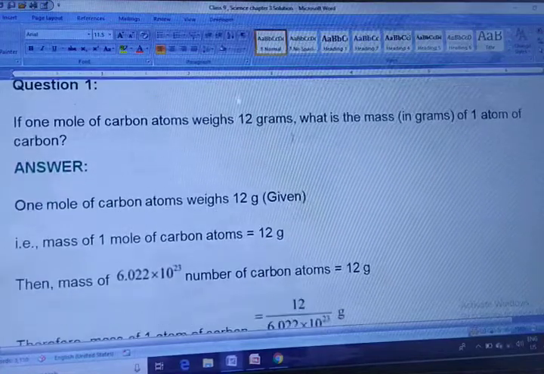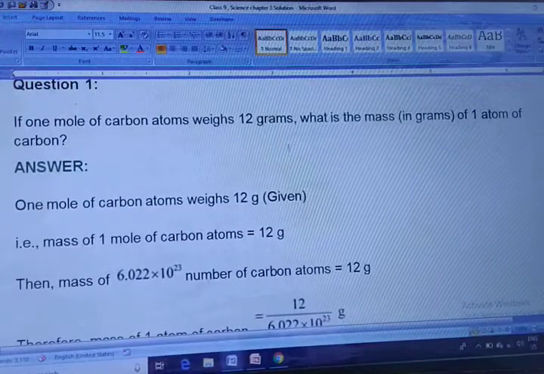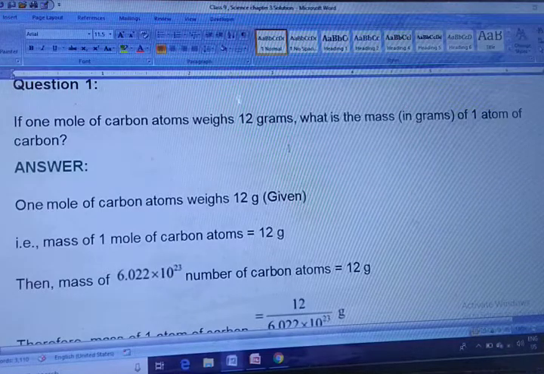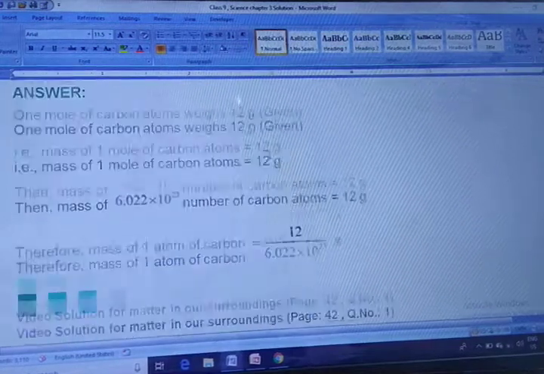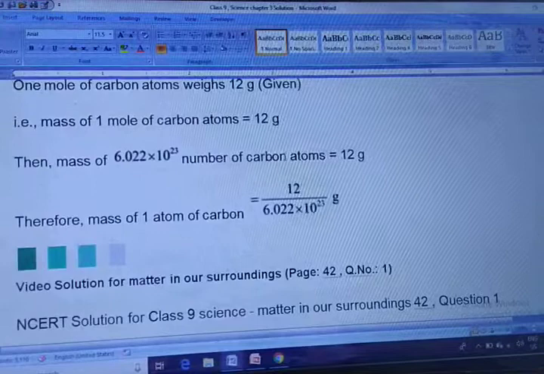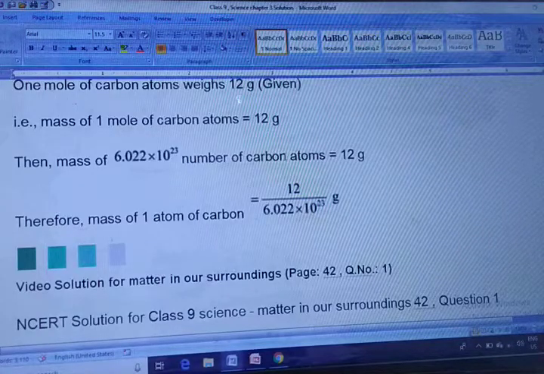Now we are moving towards the mole concept numericals. If 1 mole of carbon atoms weighs 12 gram, what is the mass of 1 atom of carbon? 1 mole of carbon weighs 12 grams. So mass of 1 mole of carbon atom is equal to 12 gram. So therefore mass of 6.022 into 10 to the power 23 number of carbon atoms is equal to 12 gram. So mass of 1 atom is equal to 12 upon 6.022 into 10 to the power 23. Whatever will be the value, you can just suppose that it will be 1 point something into 10 to the power minus 23.